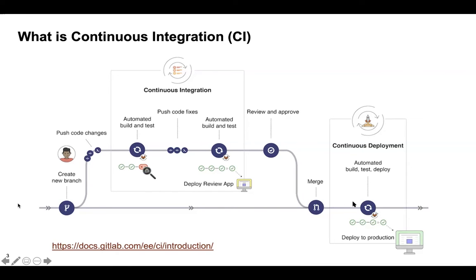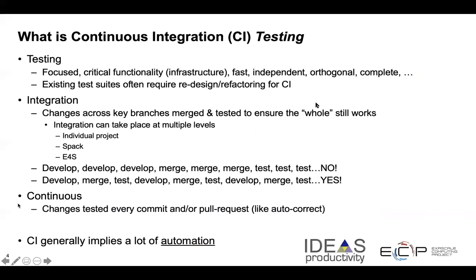Continuous deployment is something that happens over here after you've merged your code and you decide to make a deployment. That's covered at the very end. Continuous integration testing is focused on testing the critical infrastructure. There should be a lot of tests that are fast running and that are kind of independent and orthogonal to each other, and that allow you to completely test your source code.